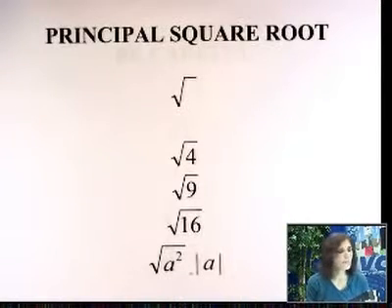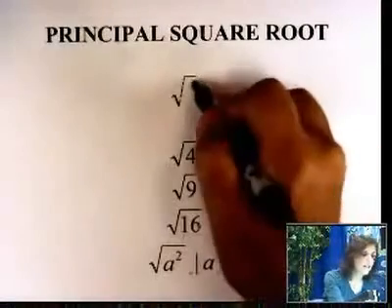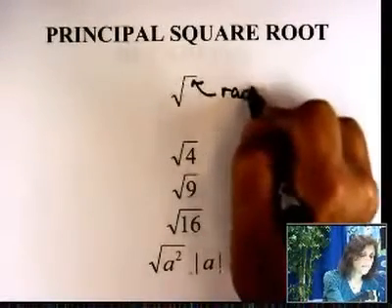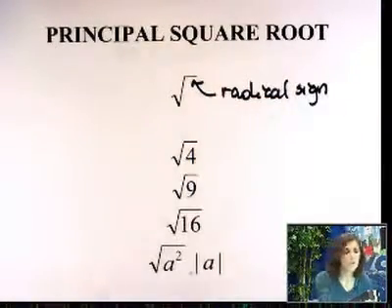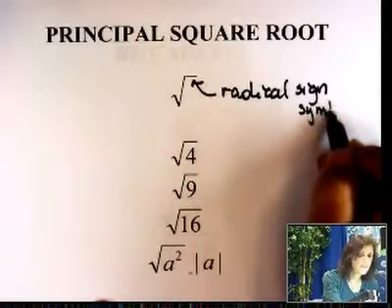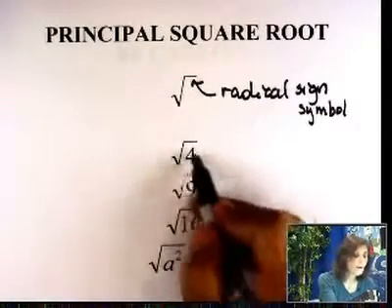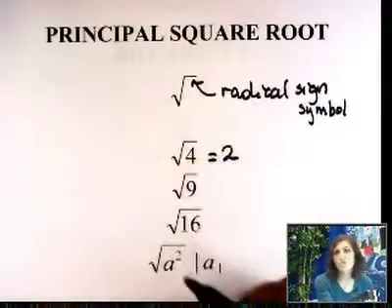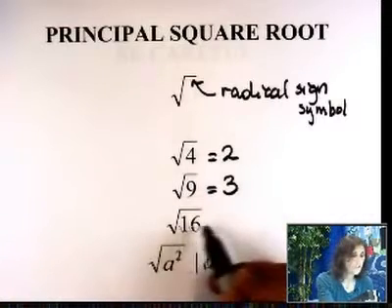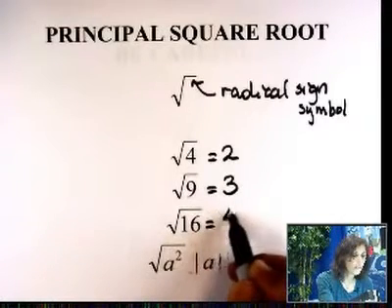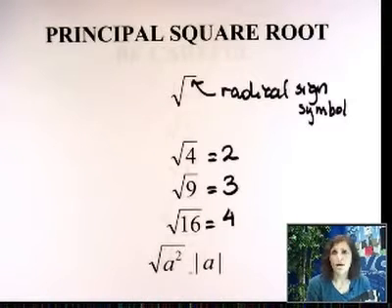We show the principal square root with this thing, and I call that a radical sign. Or radical symbol. Probably symbol is better. Alright, then if you write square root of 4, that's 2 because 2 squares to 4. Square root of 9 is 3 because 3 squares to 9. Square root of 16 is 4, and so forth. And remember, the principal square root is always positive.